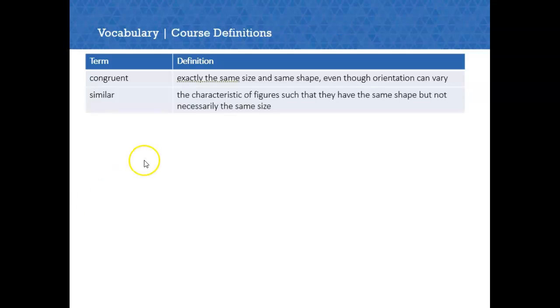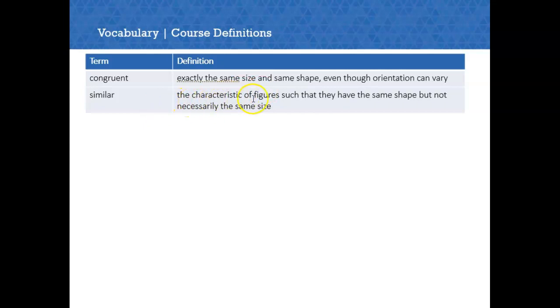So some vocab, we need to know the difference between congruent and similar. Congruent means exactly the same size and shape. Now remember, the orientation can vary, and that's what we did with our transformations, our rigid transformations.